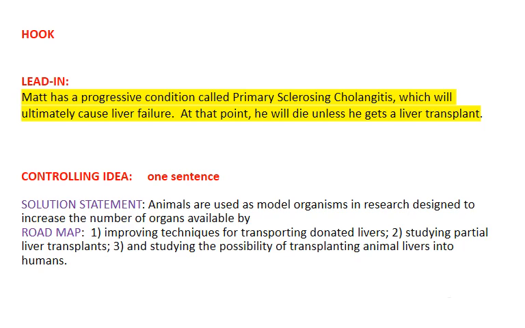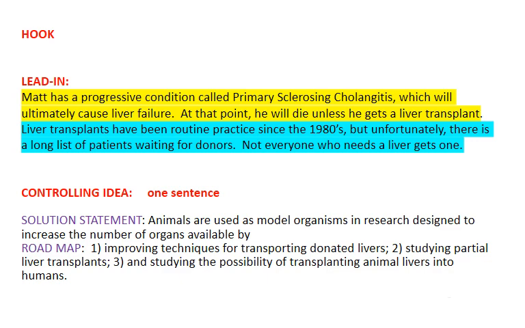Now I need to say something more generally about the problem of liver shortages. Well, why can't he just get a transplant? So I'm going to add, liver transplants have been routine practice since the 1980s, but unfortunately, there is a long list of patients waiting for donors. Not everyone who needs a liver gets one. Now I'm ready to go straight into my controlling idea. Animals are being used as organisms in research designed to increase the number of organs available. Okay, now I need to just go back and get my original hook. I need to tell you who Matt is, and I need to sort of engage your reader before I start using really big words like primary sclerosing cholangitis.